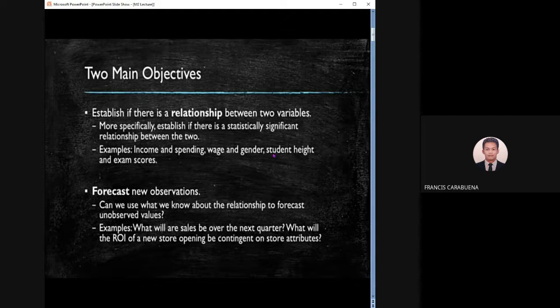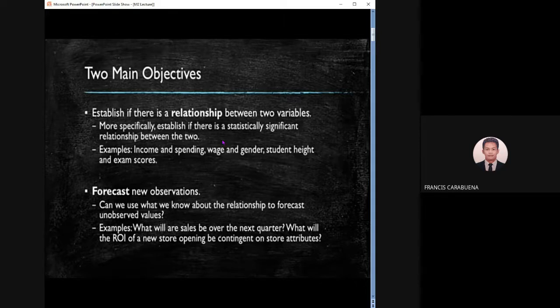More specifically, we're going to be talking about statistically significant relationships between the two variables, but we will get back to this later. Let's talk about some examples. On average, we expect that people and families that earn higher income will generally spend more on a given product. In this case, we're talking about a positive relationship between income and spending.